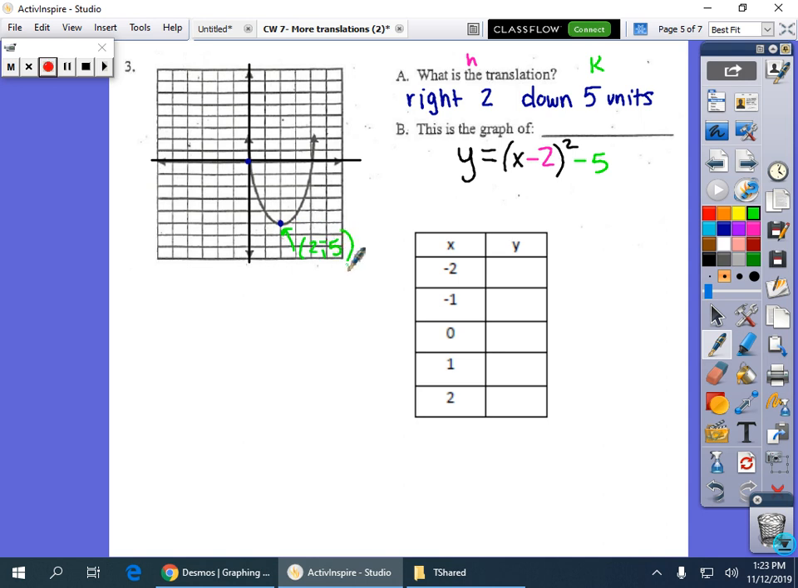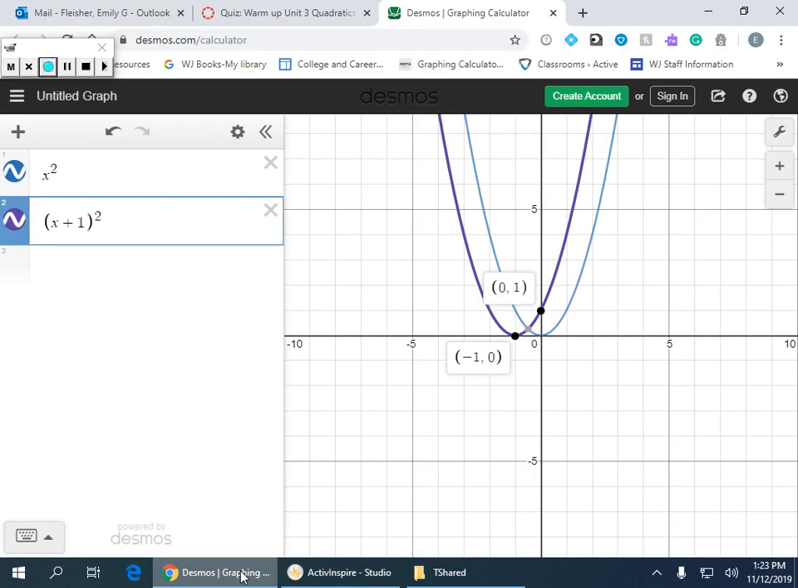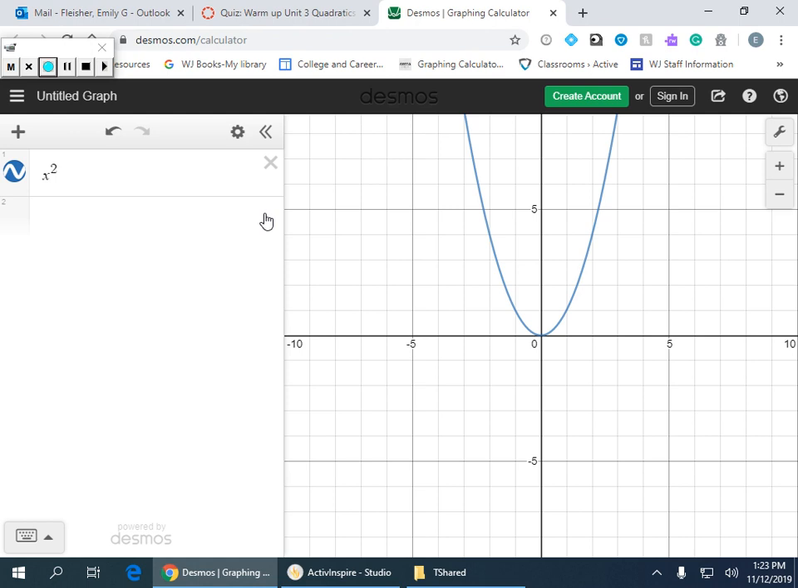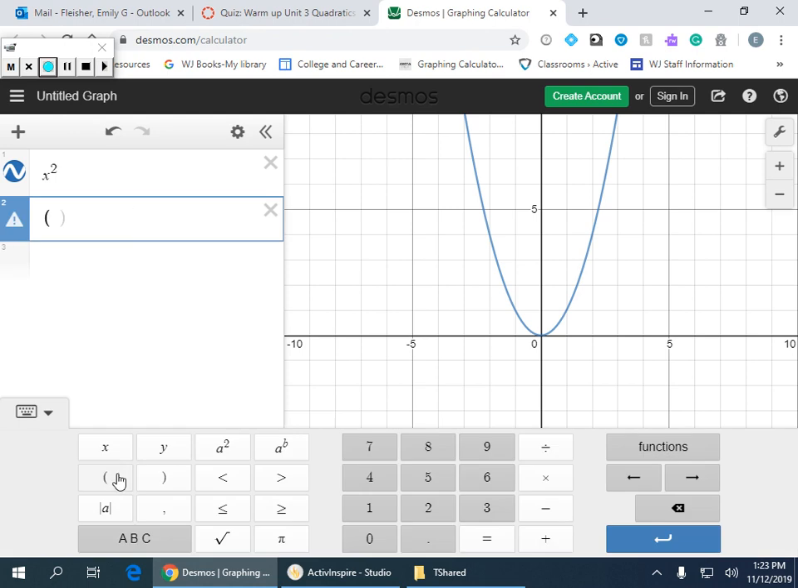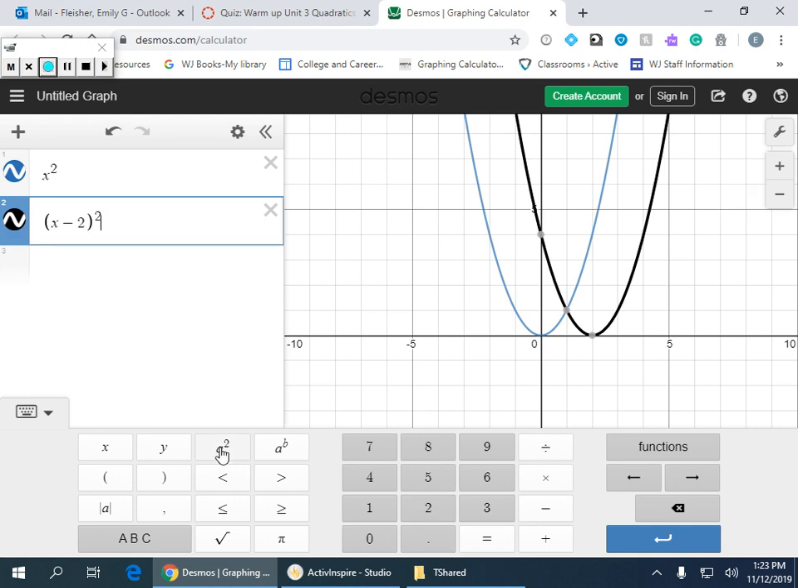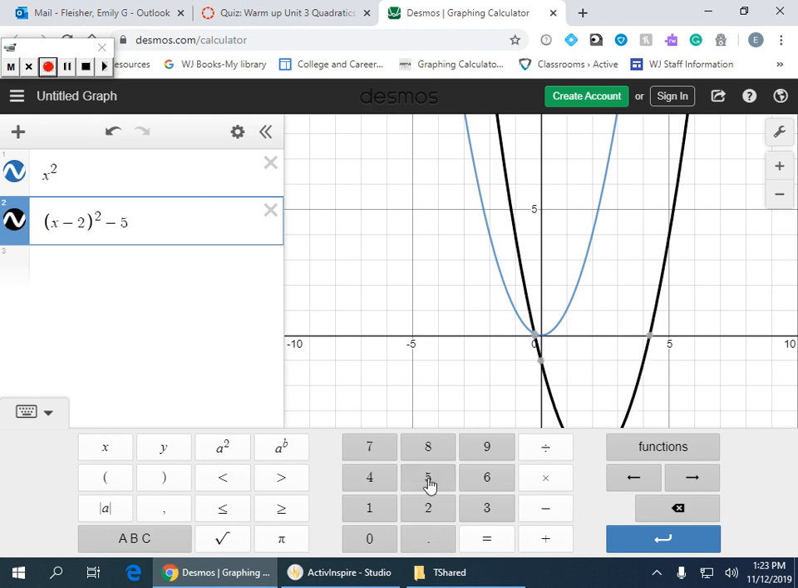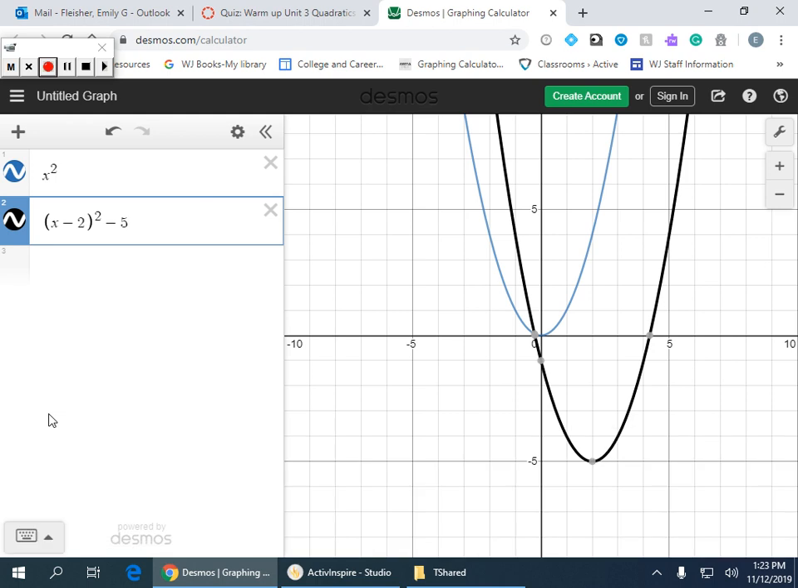If I plug my equation into Desmos, just to double check, parentheses, x minus 2, parentheses, squared. You guys have to remember the squared or your answer will not be correct. Minus 5. I can move this down, and notice that this graph moved right 2, down 5, which is exactly where we wanted it to go.